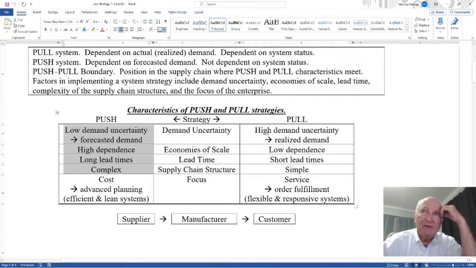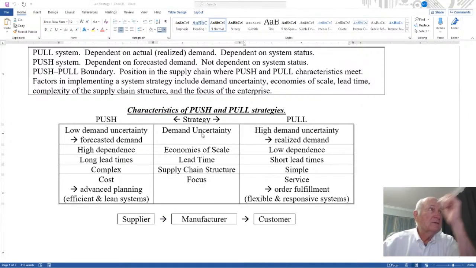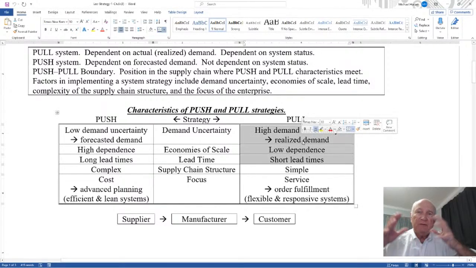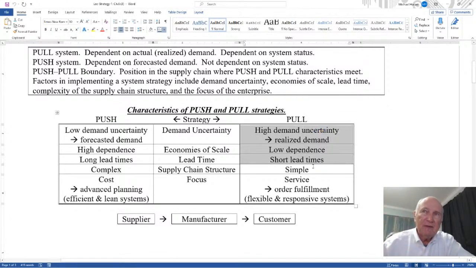Over here, you'll have high demand uncertainty, low dependence on economies of scale, simply because you have volatile demand, and usually that's short lead times, and so you're not going to be building up inventory because you're not forecasting it. You're just responding to realized demand. And this works much better with simple systems, because then you're in control of the realized demand in the system.